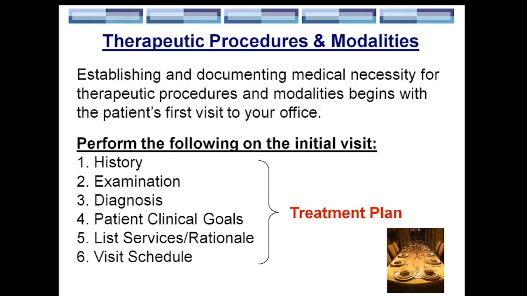Now, the next step, so we did the history, we did the exam, now comes the diagnosis. Part of the diagnosis is coming up with decision-making, like what are you going to do? You're going to see the patient once a week, twice a week, 3 times a week. You're going to recommend MRIs. You're going to recommend DME. You're going to recommend back braces, TENS machines. So this is part of decision-making, and also part of the decision-making is coming up with a diagnosis.